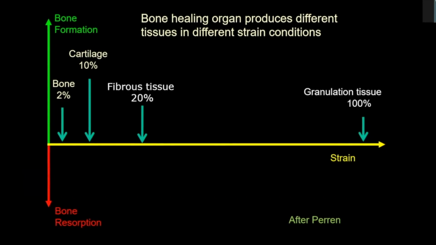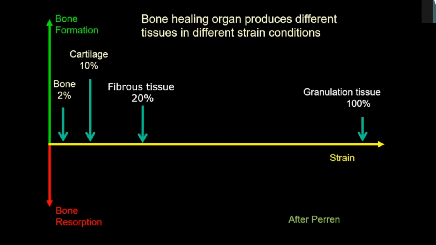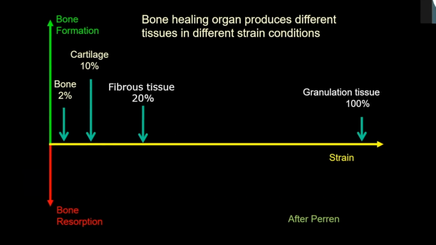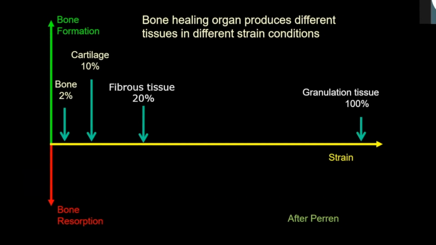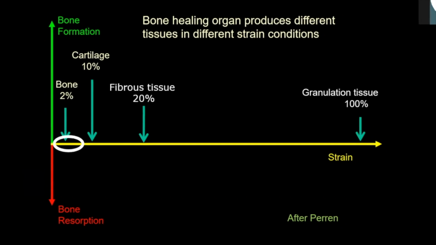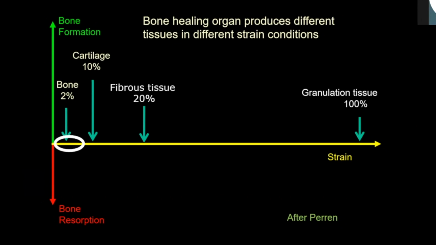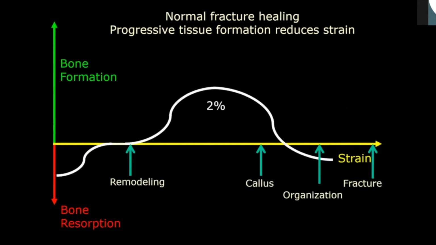Fibrous tissue 20%, cartilage can lengthen 10%, and bone, if it can lengthen at all, can lengthen no more than 2%. Above 2% of strain, bone can't form. If you then look at a graph where you have bone formation in the green and bone resorption in the red, and put it against strain, and concentrate on that area down there, we challenged ourselves to illustrate it graphically, and that paper does. This is the graph we came up with.